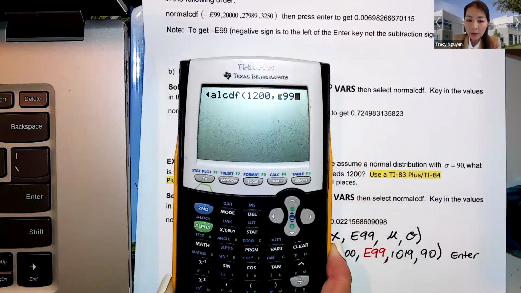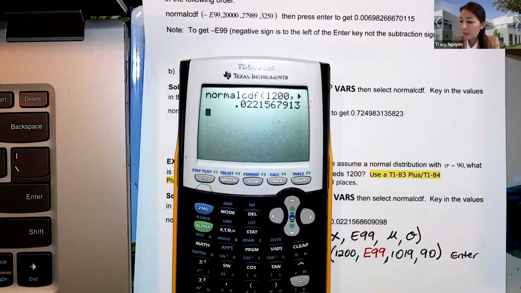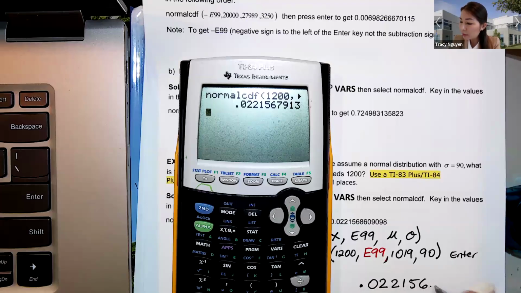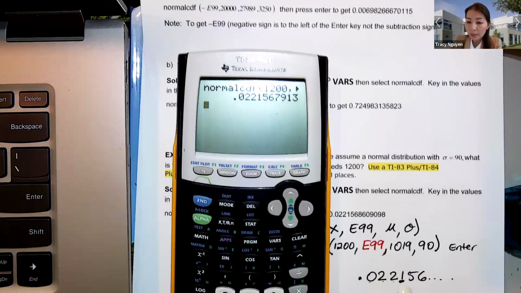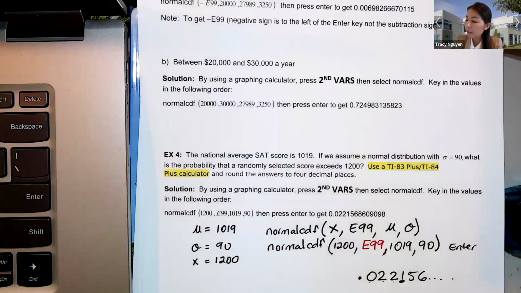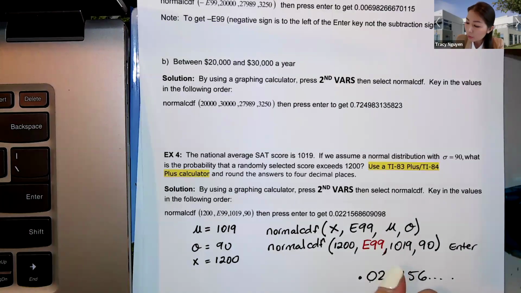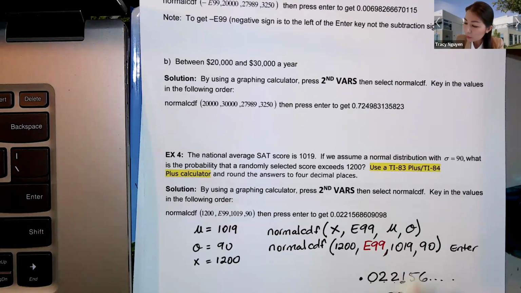Now we're going to press comma again, and we're going to key in the rest of the values. 1019, comma, and 90, and we're going to press close parentheses. Press enter. Okay, from our result here, we see from our calculator 0.022156 and so on. We're going to round the final answer to 4 decimal places. We underline the fourth digit, which is a 1. We look at the digit to the right, which is a 5 here. So we're going to round it up to 0.0222.